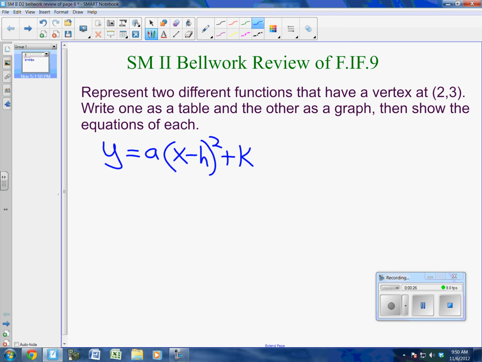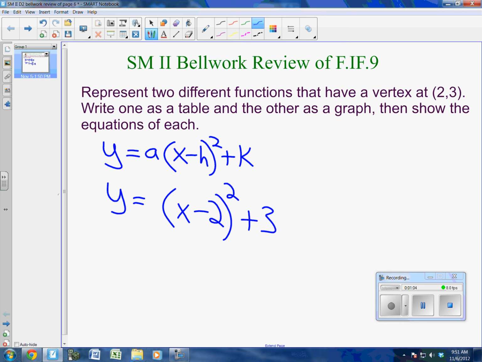A is the number that, because this is a parabola, determines how wide this parabola opens up or how narrow it opens up, okay? But usually what we use is 1 for that. So in this case, I'm going to use 1, which means I don't write a number there because we imply that it's 1. x minus what, you guys? 2 squared plus what? 3. There's one equation. All I did is plug the vertex, which is 2, 3, in for h and k, and I made a 1.